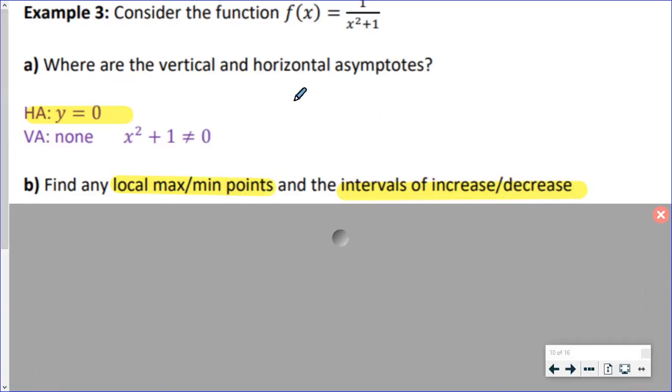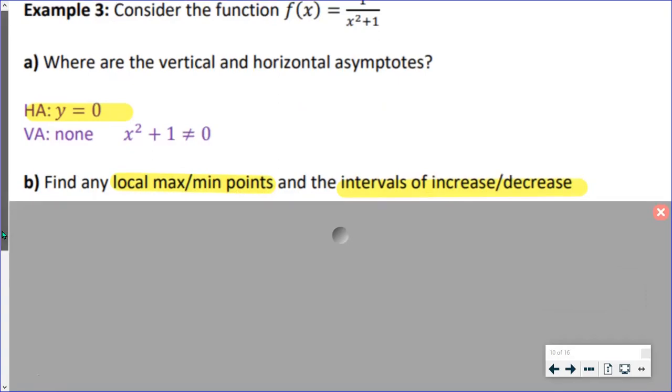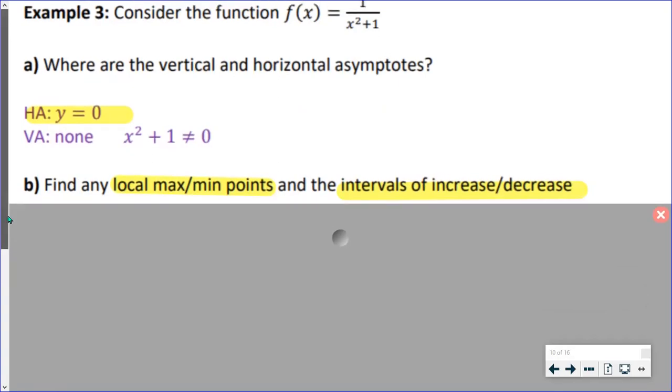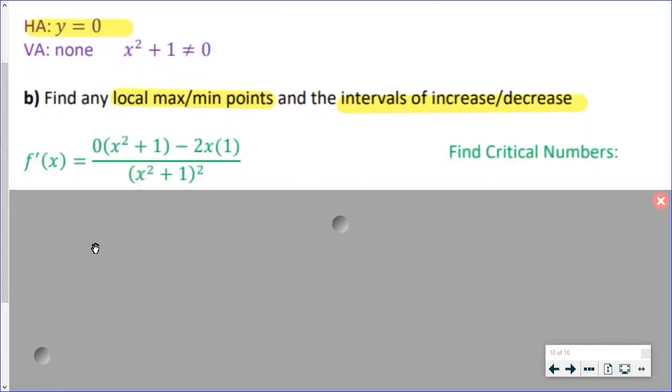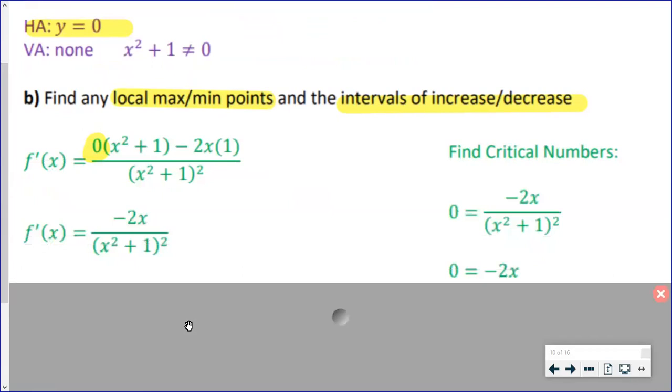So you'll notice 1 over x squared plus 1, even though it's a very simple function, it still requires us to use the quotient rule. Plugging that in, because there's a constant in the numerator, I have a derivative of 0 for the numerator, which makes this easy to simplify. You have to have a simplified version of the first derivative. Once we do that, we find critical numbers by setting the first derivative equal to 0.